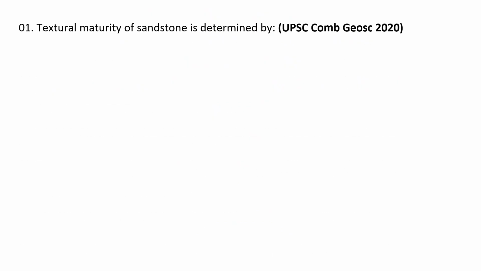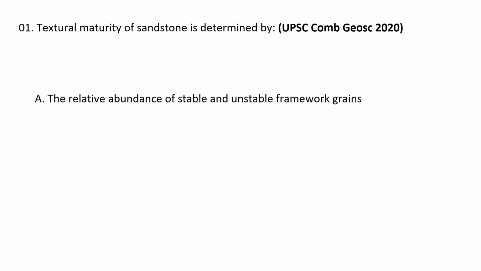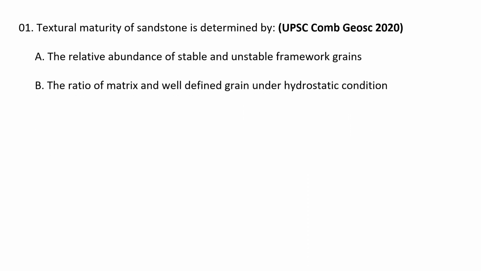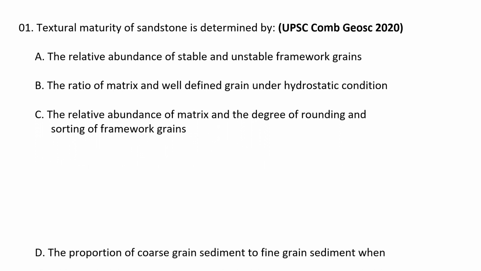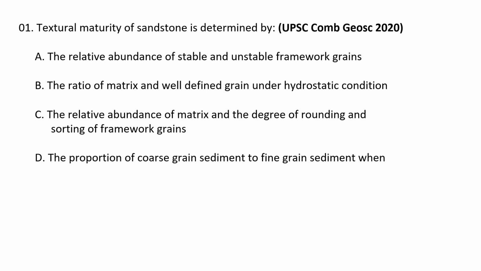Textural maturity of sandstone is determined by: A. The relative abundance of stable and unstable framework grains. B. The ratio of matrix and well-defined grain under hydrostatic condition. C. The relative abundance of matrix and the degree of rounding and sorting of framework grains. D. The proportion of coarse grain sediment to fine grain sediment when matrix is absent.